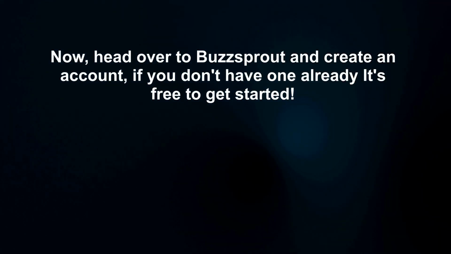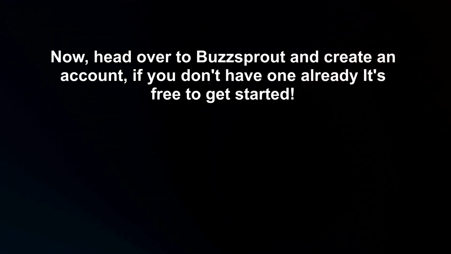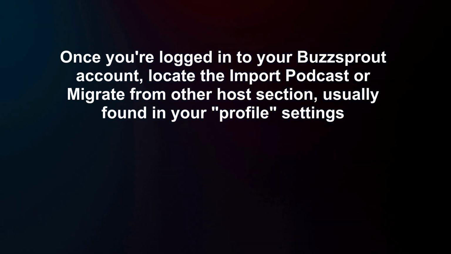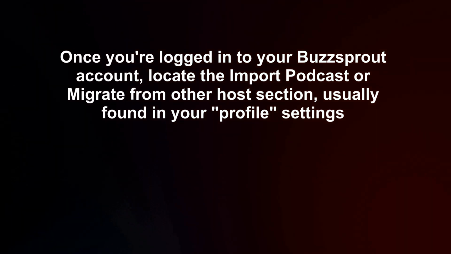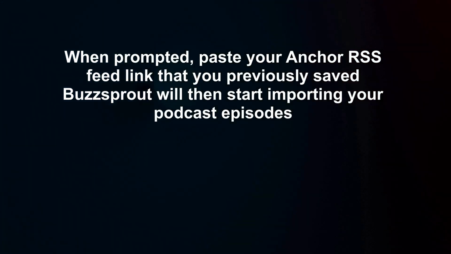Now, head over to Buzzsprout and create an account. If you don't have one already, it's free to get started. Once you're logged into your Buzzsprout account, locate the Import Podcast or Migrate from Other Host section, usually found in your profile settings. When prompted, paste your Anchor RSS feed link that you previously saved.